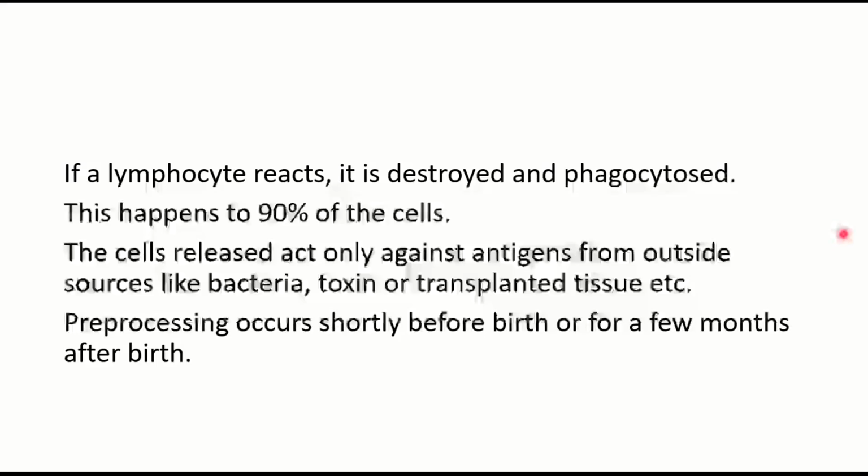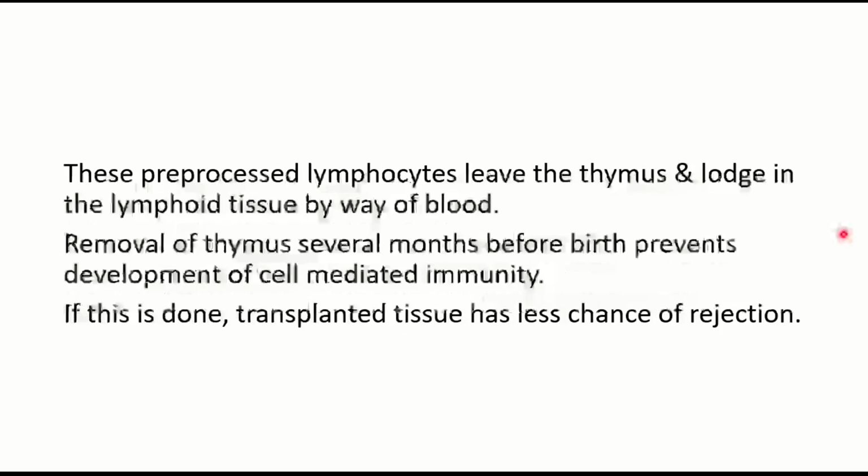Pre-processing occurs shortly before birth or for a few months after birth. These pre-processed lymphocytes leave the thymus and lodge in the lymphoid tissue by blood, like lymph nodes, spleen, etc. Removal of the thymus several months before birth prevents the development of cell-mediated immunity because that final maturation doesn't take place.